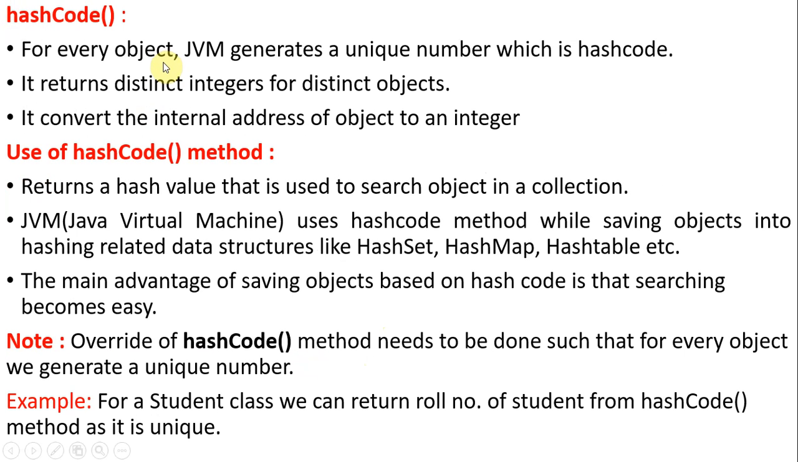Okay, hashCode is just actually an integer, a unique number. For every object, the JVM generates a unique number, which is the hash code. So simply, a hash code is nothing but a unique number, not a string, and it returns a distinct integer for distinct objects. So for a different object, this integer may differ. It converts the internal address of the object to an integer.